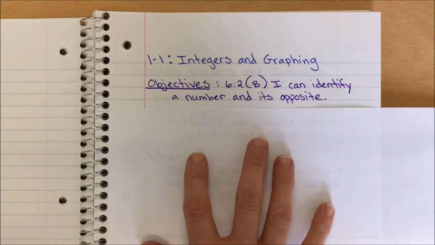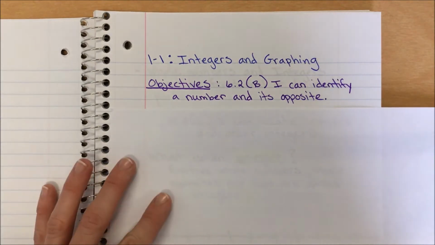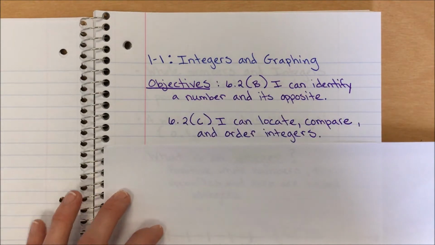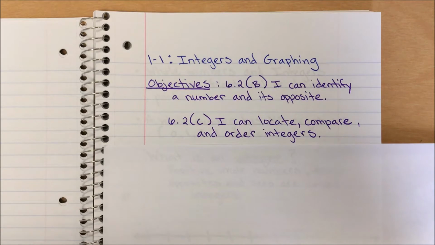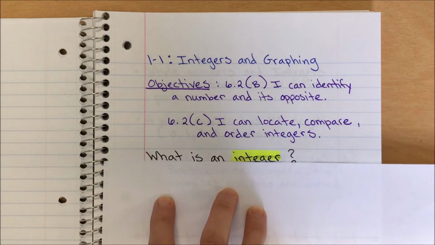We have two objectives. Our first objective is 6.2b. I can identify a number and its opposite. Our second objective is 6.2c. I can locate, compare, and order integers. Okay. Now you might be wondering, well, what is an integer?